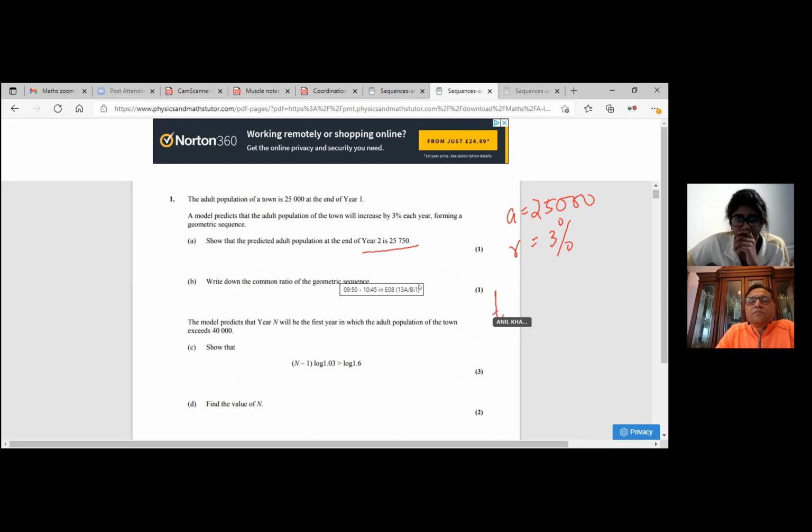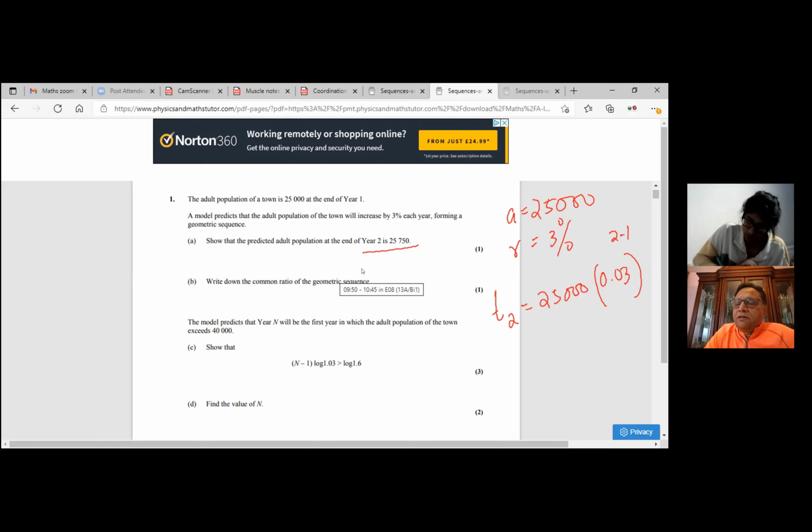So this is geometric, so it's A R to the power of N minus 1. R is 0.03 to the power of 1. Is it N minus 1? Yes, it is, 2 minus 1. Let me write 2 minus 1 if you want. 2 minus 1 is 1. Okay. And R is 3%.